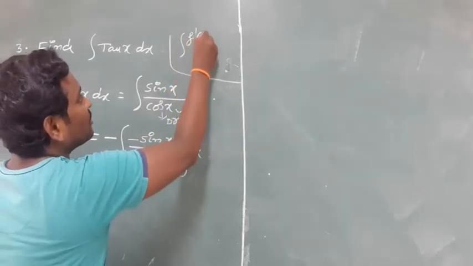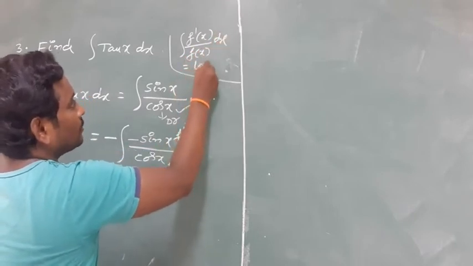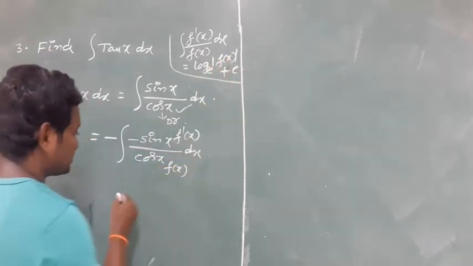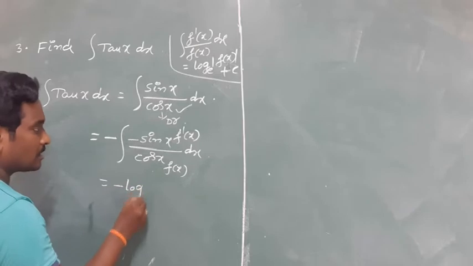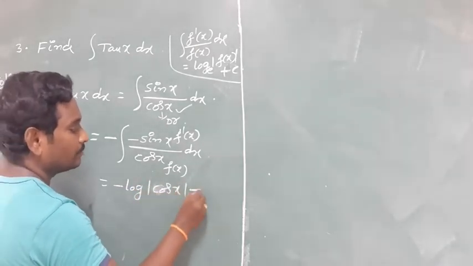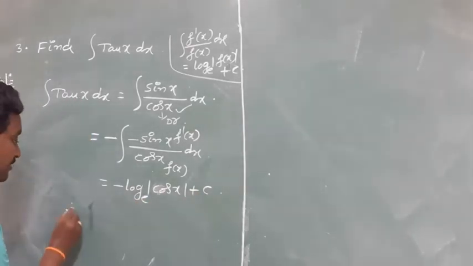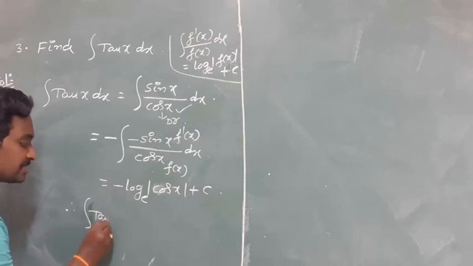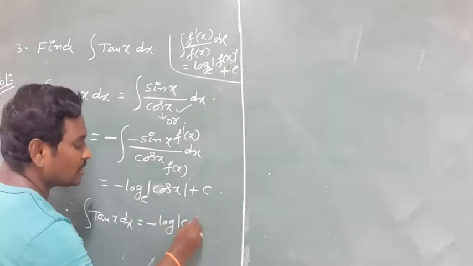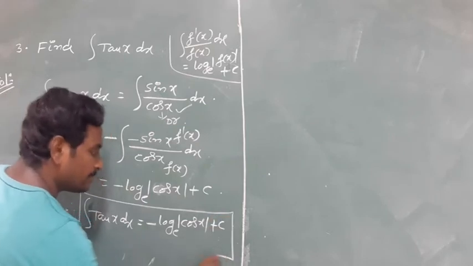Integration of f dash of x by f of x dx is equal to log mod f of x to the base e plus c. That's why it becomes minus log modulus of denominator, which is cos x plus c. Here we have base e. Don't forget it. So anyway, we should conclude that integration of tan x is minus log modulus of cos x to the base e plus c. This is the formula. Don't forget it. Very, very important formula.